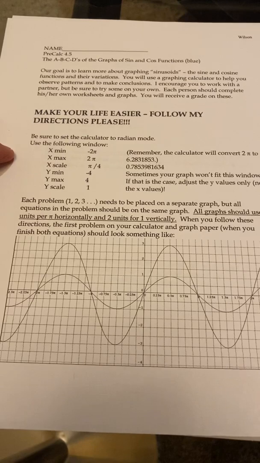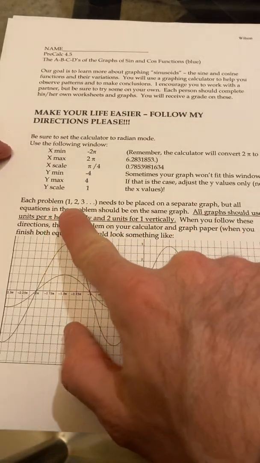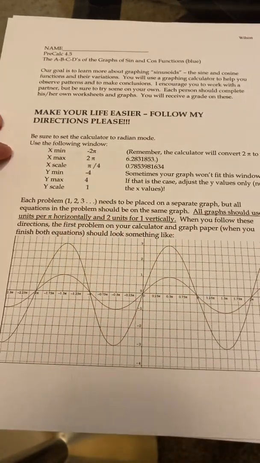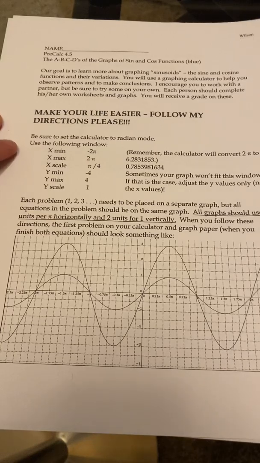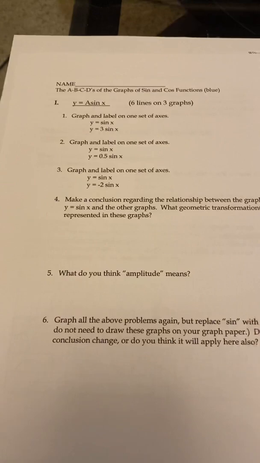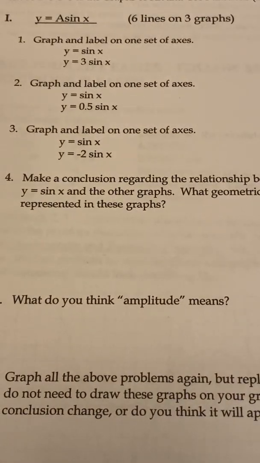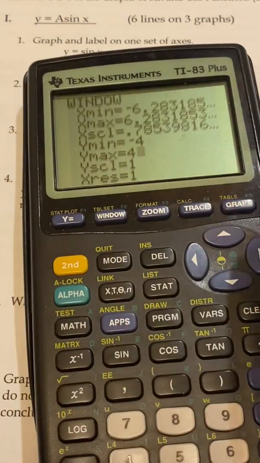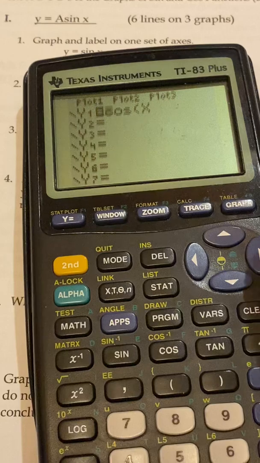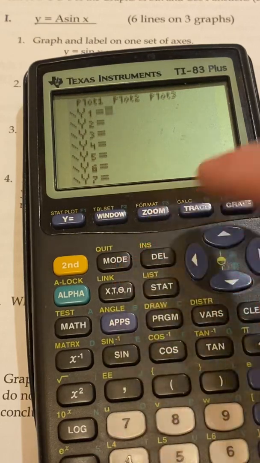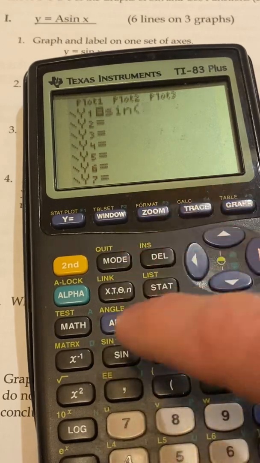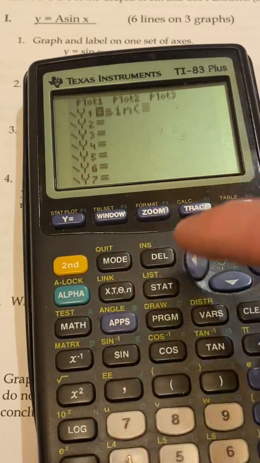And then when it talks about each quote-unquote problem, I'll do an example or two of those to help you out. One of the things we want you to do is, when it says graph and label on one set of axes y equals sine x, y equals 3 sine x, go into your y equals and clear out anything that's currently in there.